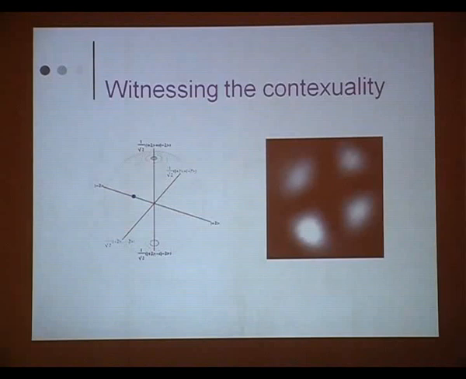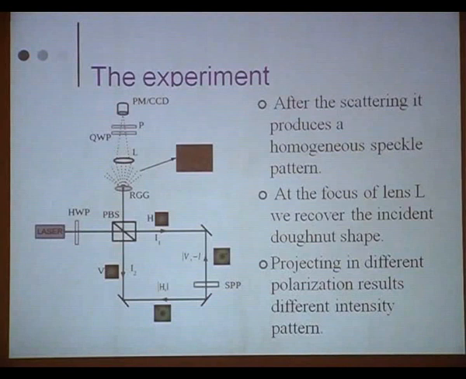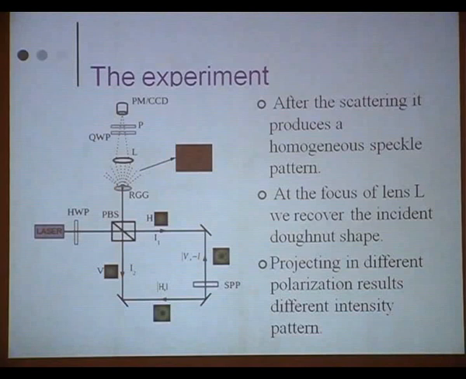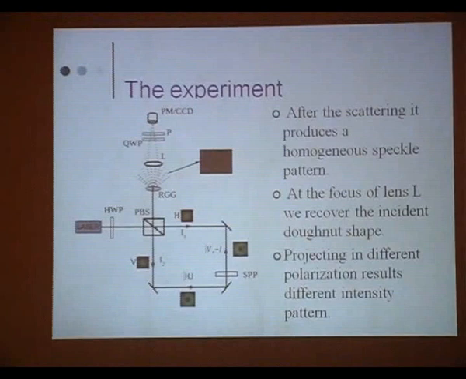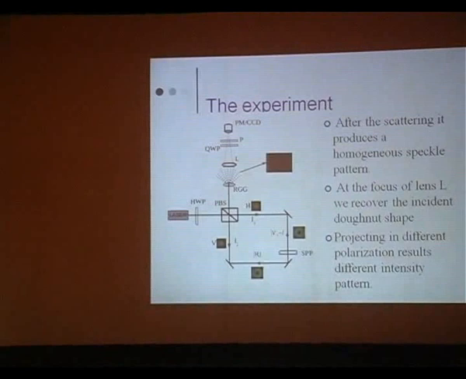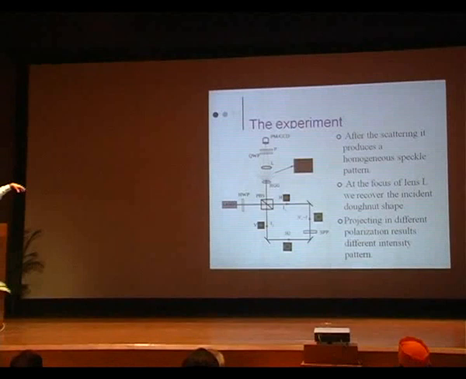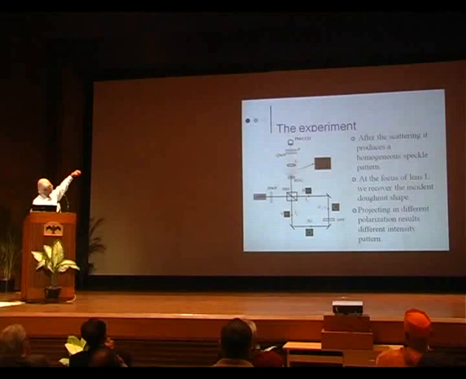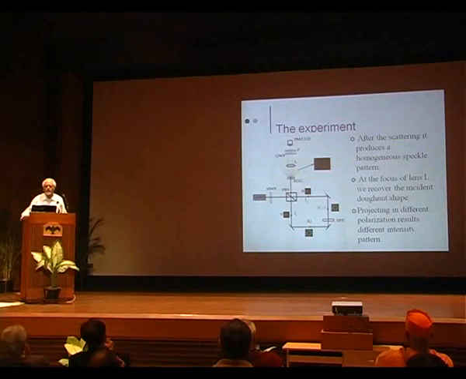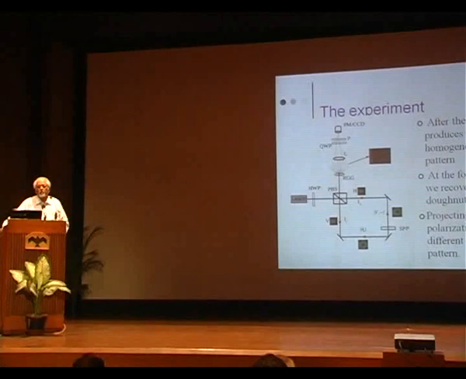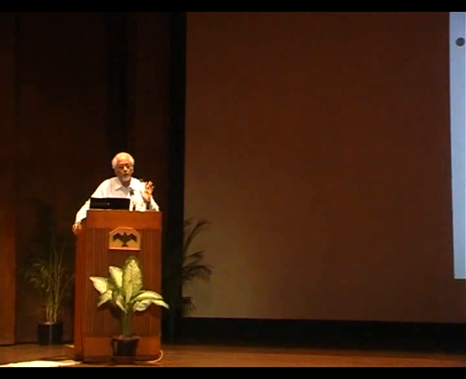And finally, in this beautiful experiment, they produced entangled classical light, then made it pass through a rotating ground glass. On the other side, it scatters and produces a homogeneous speckle pattern, little dots. Then you put another focusing lens, L, and collect this light, and lo and behold, what you get back is the entangled state. Which means this entanglement is not as fragile as quantum entanglement, which is the main problem for applying quantum mechanics to the brain.